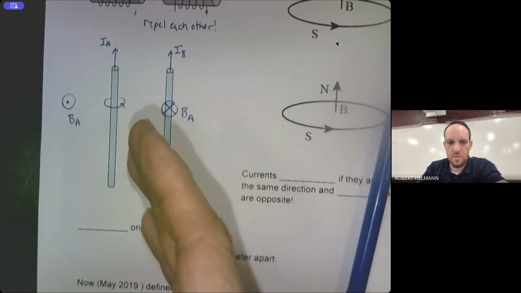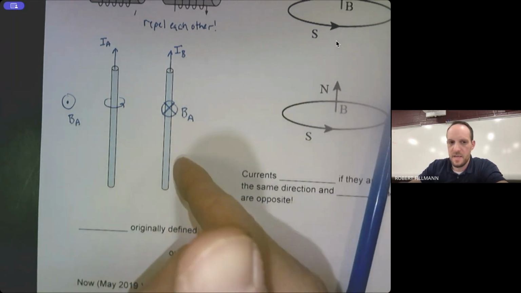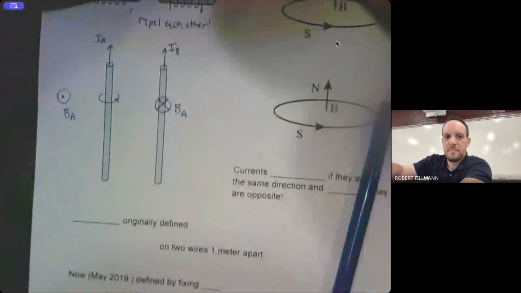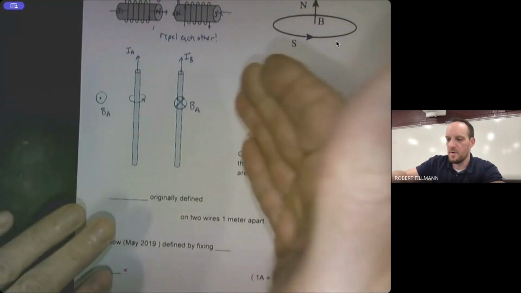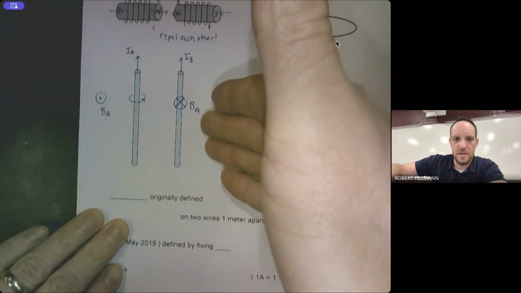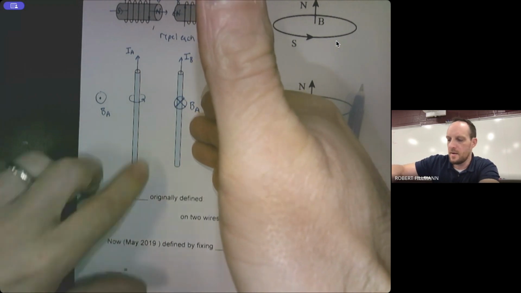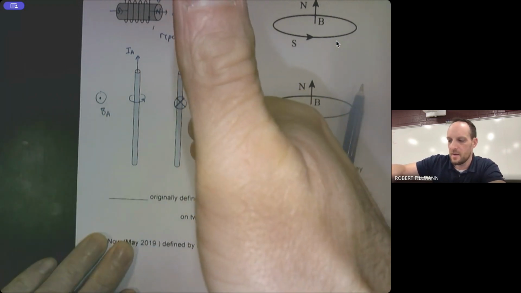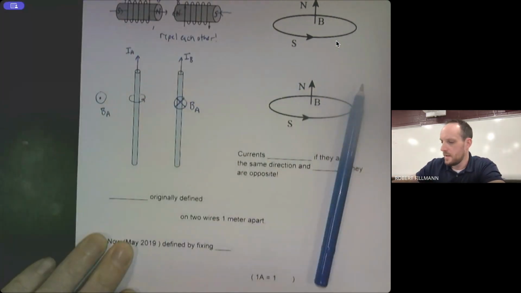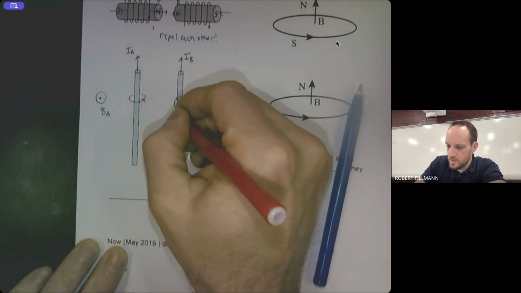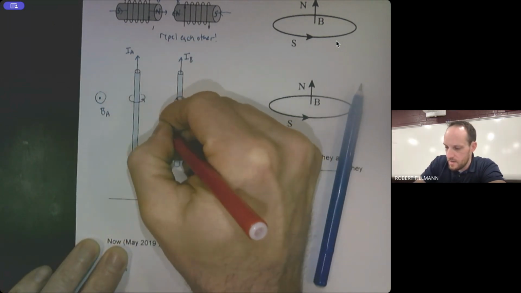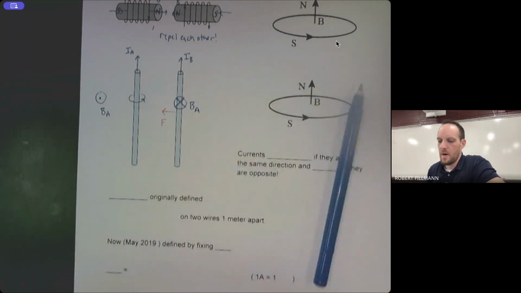So now I can use my pushing rule for current IB, and I can point my thumb in the upward direction and my fingers into the diagram in the direction of BA, and I can see that that current's going to get pushed to the left. So there's going to be a force in this direction on that wire. Okay? So the wire is going to get pulled toward the other wire.